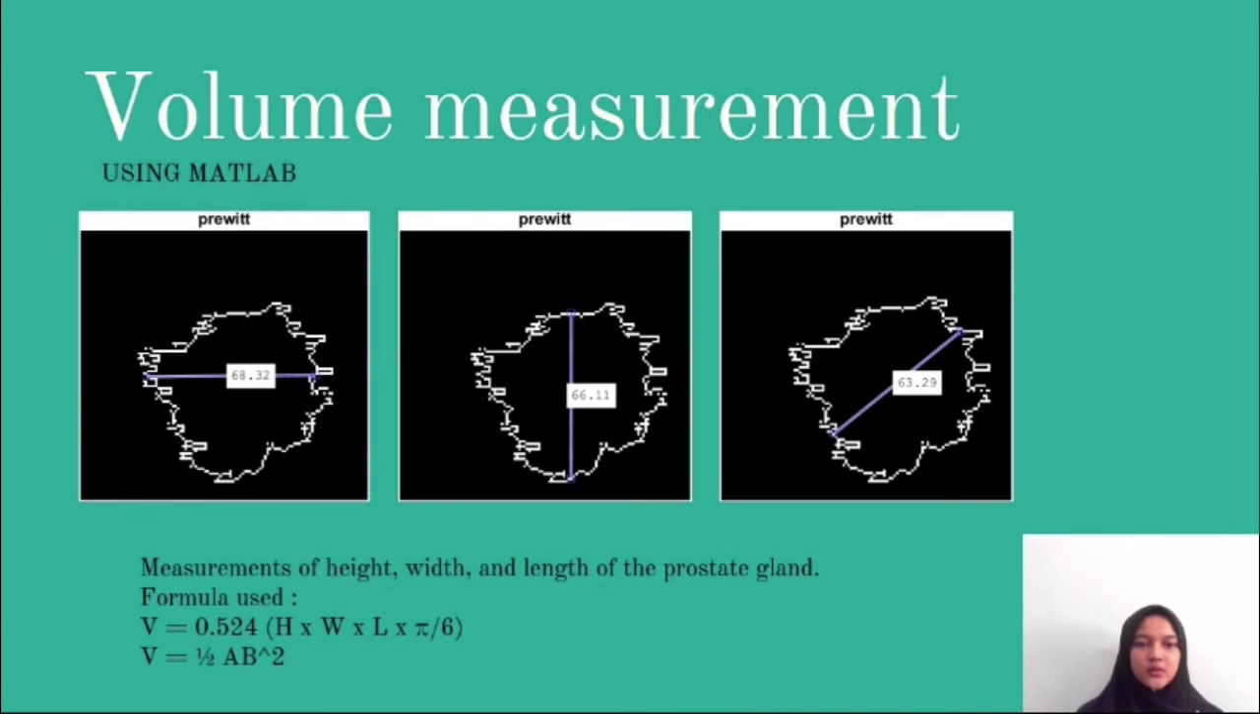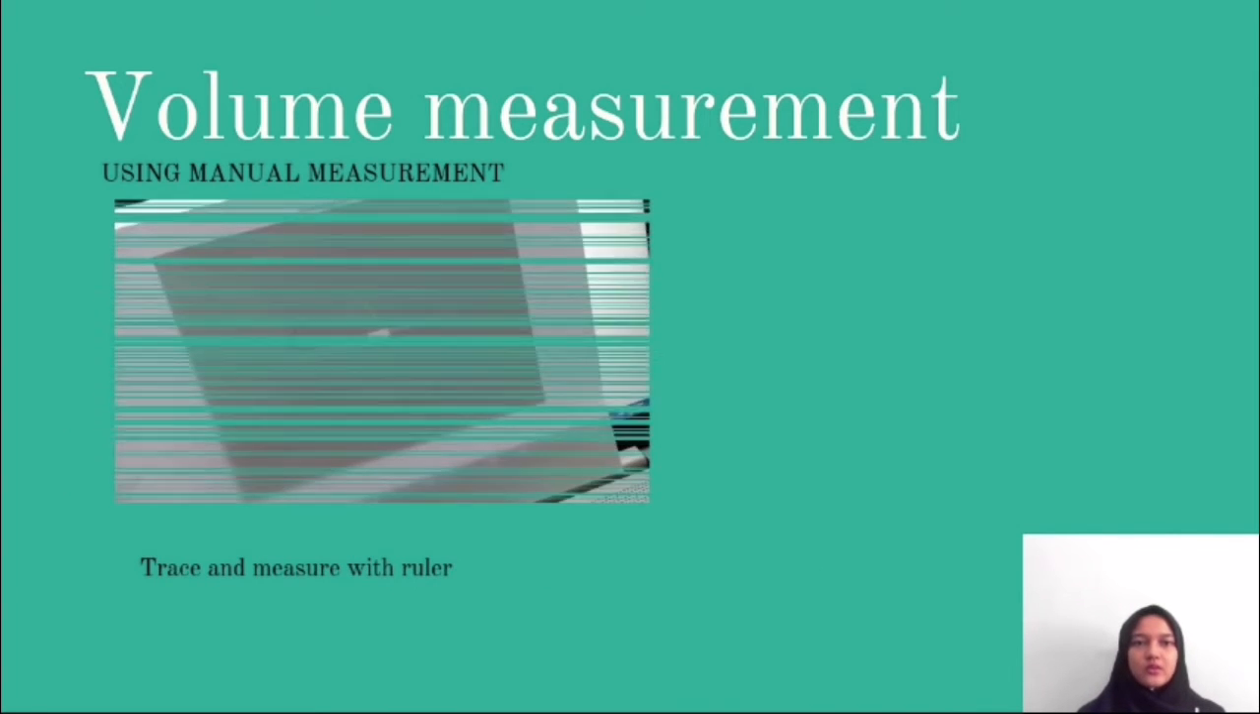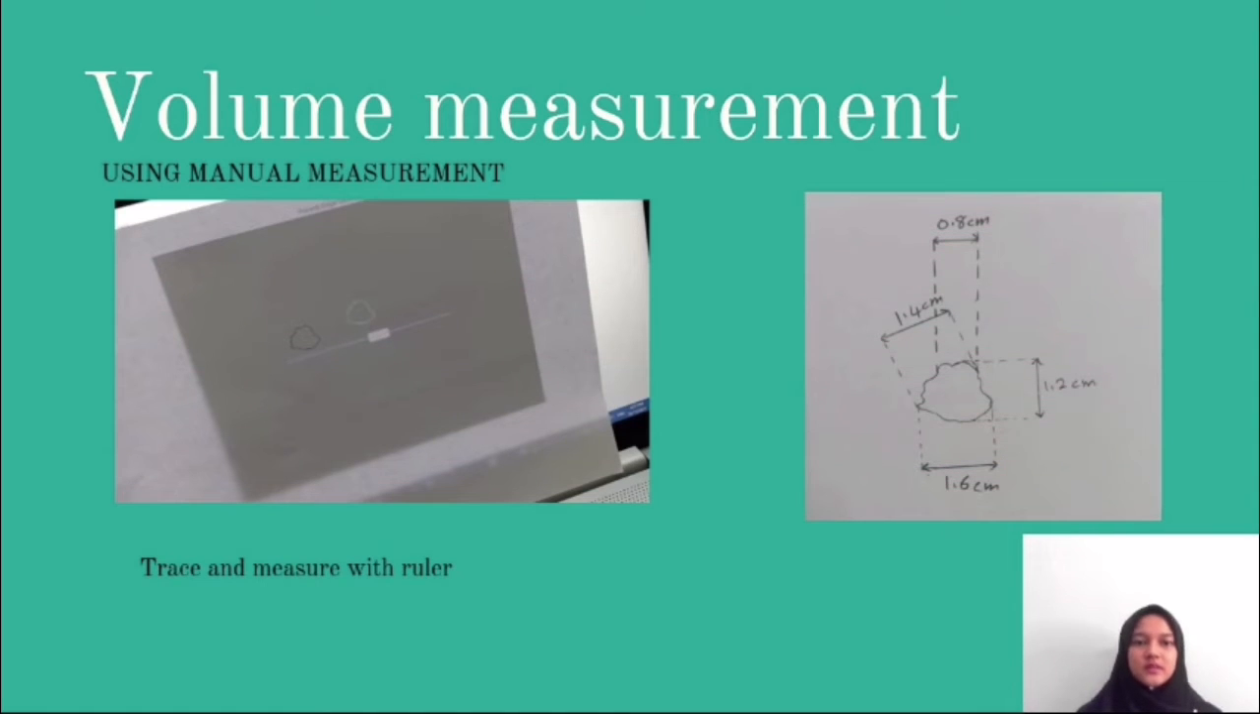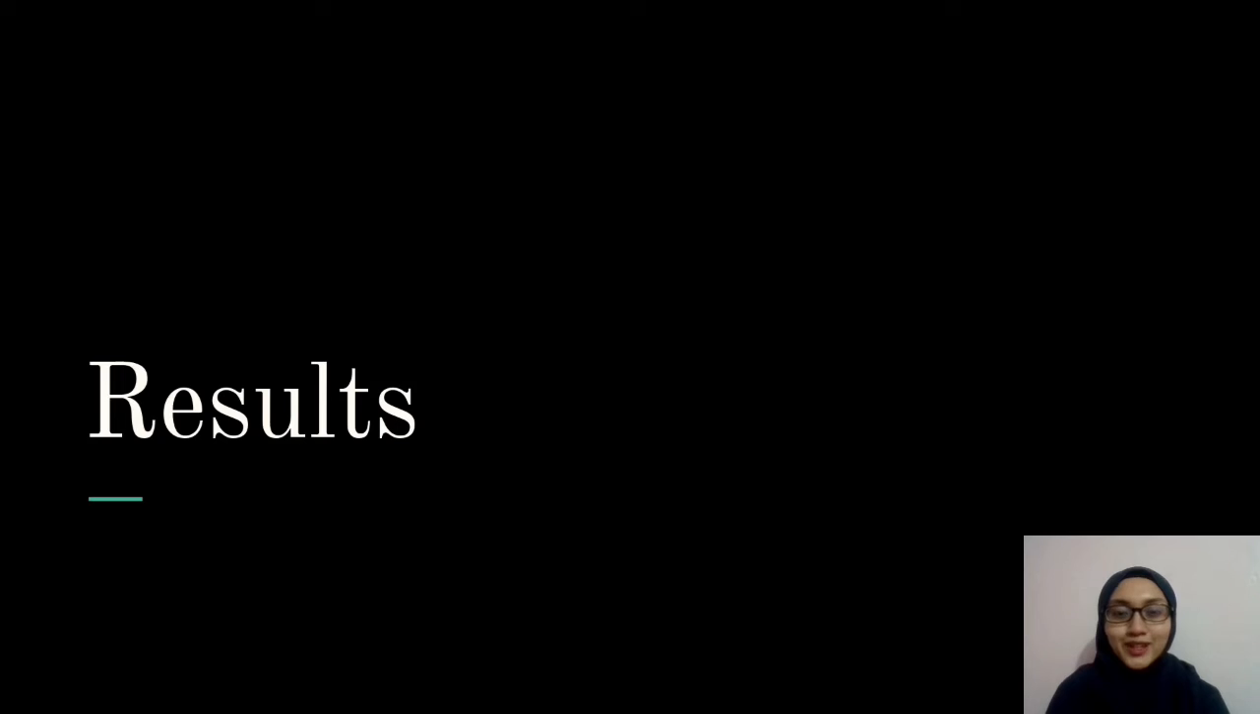First is 0.524 times height, width, and length, also pi over 6. And the other formula is half times the longest diameter times the shortest diameter, to the power of 2. To compare, we use manual measurement by making a trace and then measuring it manually by using a ruler.